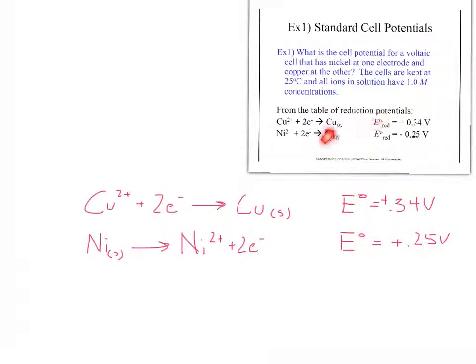And so we're going to have to take and flip that reaction. So we take that half reaction and we flip it just like this, and when we flip the reaction, we flip the sign, so it goes from a negative 0.25 to a positive 0.25. And then to figure out the E of the cell, we would just add those two guys together, and so 0.34 plus 0.25 is going to be 0.59 volts.